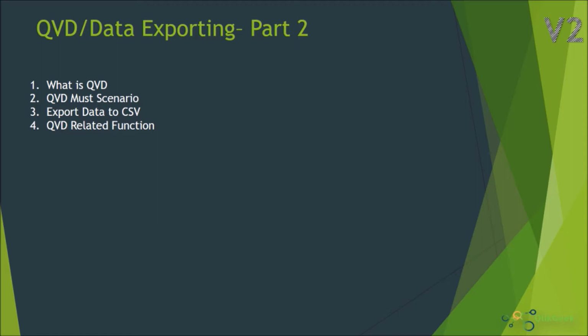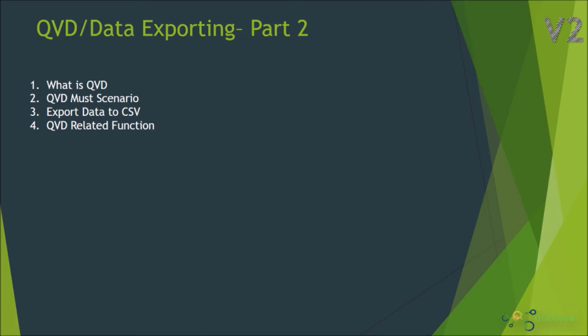So QVD is a QlikView data format in which QlikView will load the data into its QlikView engine, and then it will compress and store the information into QVD in a compressed format, or in an encoded form. In technical terms, it will store a symbol table inside the QVD, so that while reading the data, it will fetch 10 times faster than fetching data from other sources.